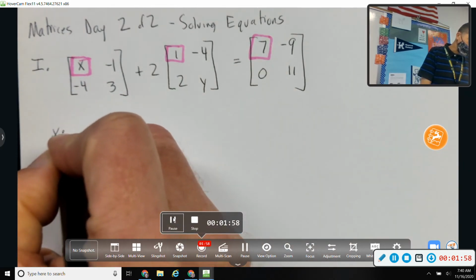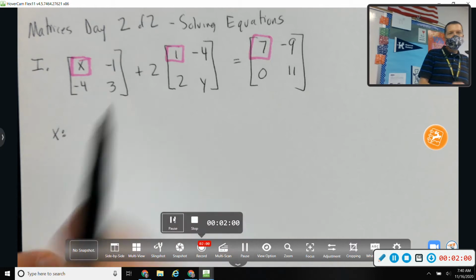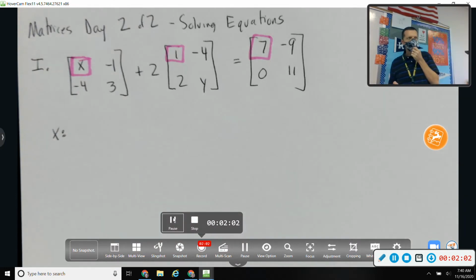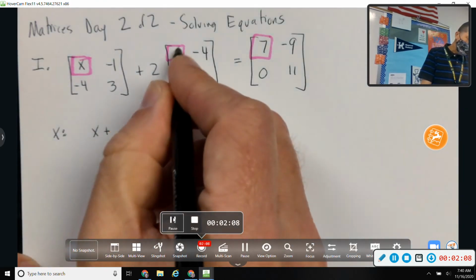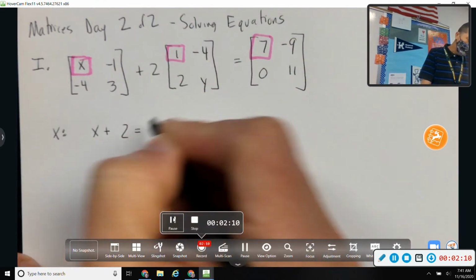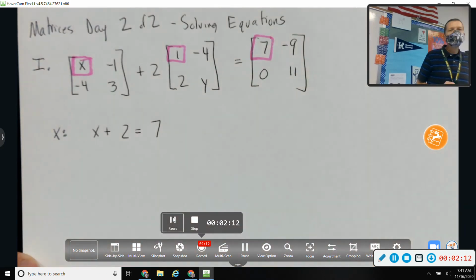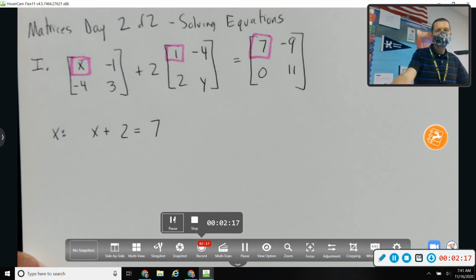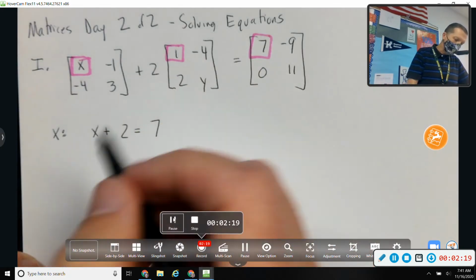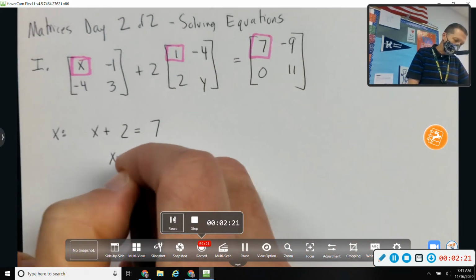So in order to find x, let's write the equation, but not a matrix equation. That's a lot to look at. Let's pull out those specific elements. So x plus 2 equals 7. This is pretty easy now. We've got to look at the elements sort of individually here. So x equals 5.